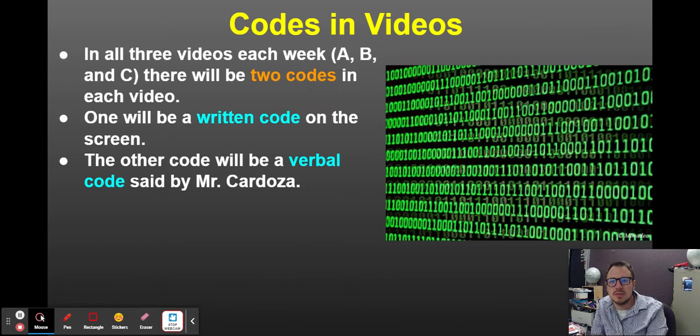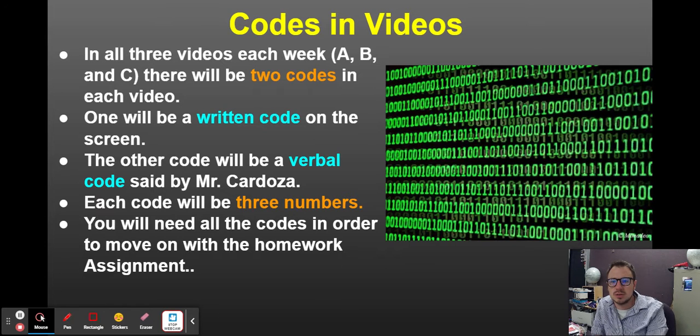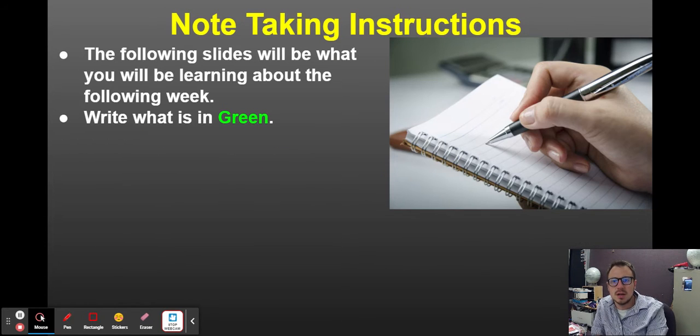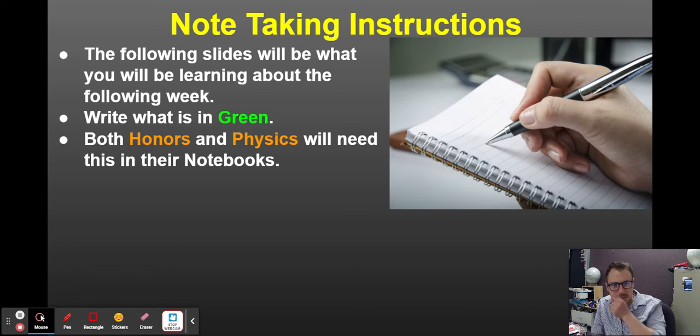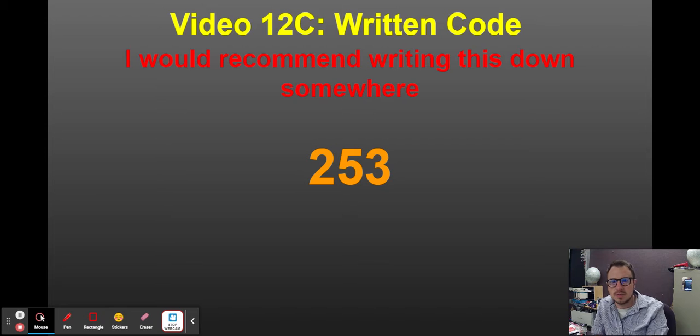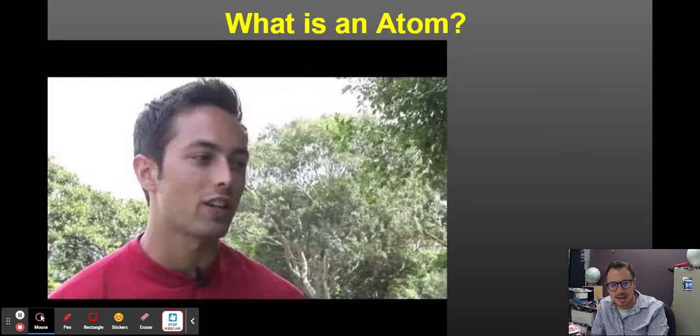So remember, there are codes in the videos. One will be written, one will be verbal. Each code will be 3 numbers. You'll need all these codes in order to move on with that homework assignment. So write what's in green, right? That's what needs to be in your notebook. So the video 12C written code will be 253. So that's the written code. I recommend writing that down somewhere.